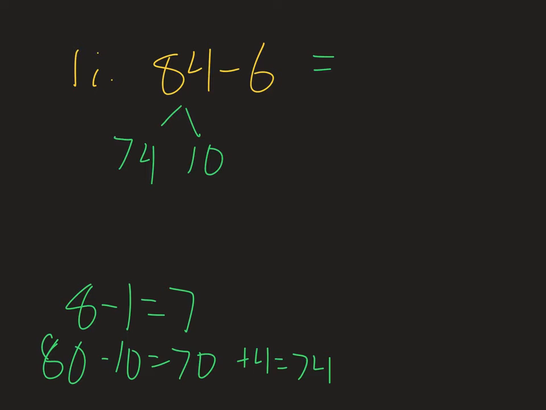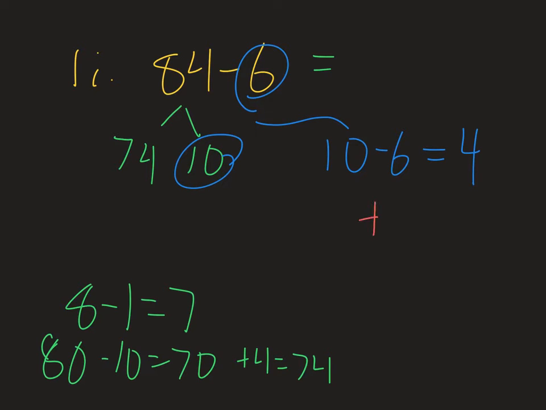Okay, so now we can go to step 2, which is where we take 10 and subtract 6. 10 minus 6 equals 4. Good. Step 3. Remember, we always add our leftover numbers. So we add the 4 to 74, and we get 78. We can count on from that too.